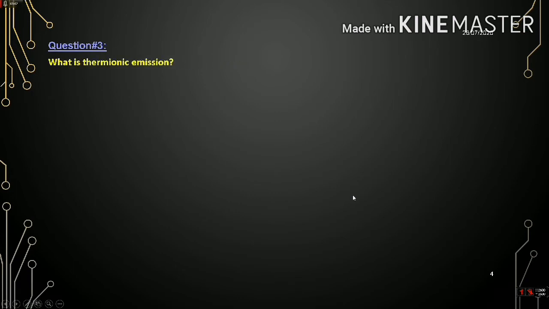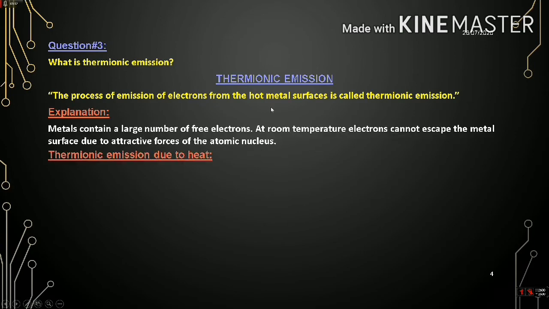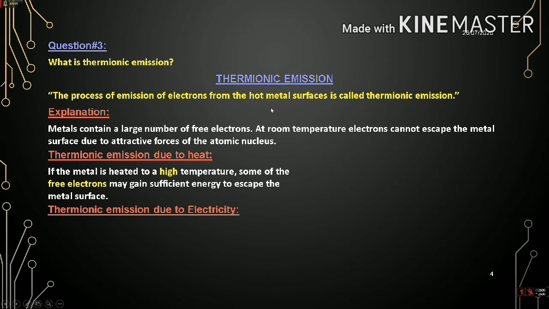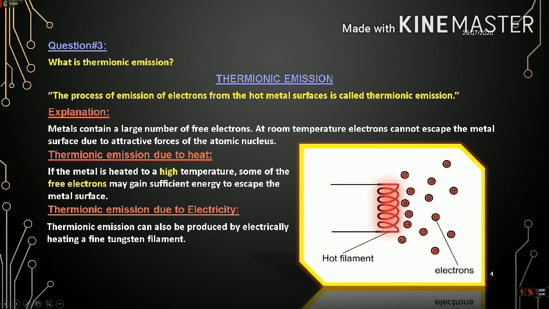In question number 3, we are going to study a new term, thermionic emission. Thermionic means heat and emission means to emit from any metal surface. Thermionic emission is defined as the process of emission of electrons from a hot metal surface. We can explain it by the following examples.